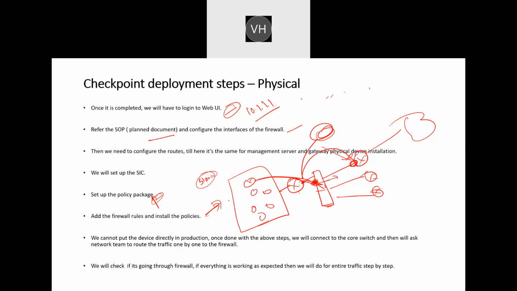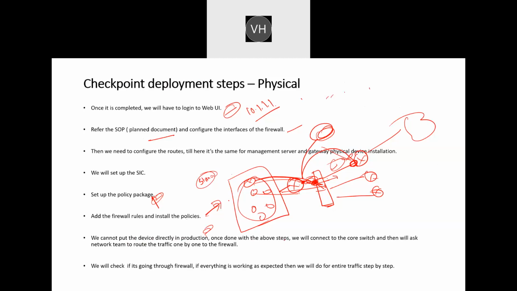Like that, we won't divert everything at one time. One router first, and if everything is working fine, then go with the second one. Step by step, we will move the traffic towards the firewall and check that everything is working fine. So you can see we can't put the device directly into production.